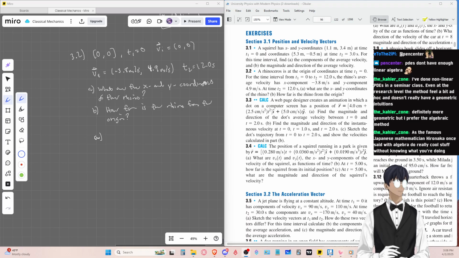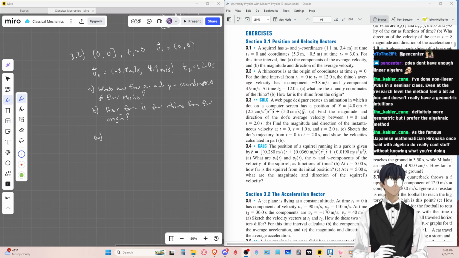As the famous Japanese mathematician Hironaka once said, with algebra, do really cool stuff without knowing what you're doing. Oh, okay. Yeah, I agree. For me, I would like to mess with equations and formulations on a board and just move stuff around. People might find that very intimidating. I just find it very fun, and funny sometimes.